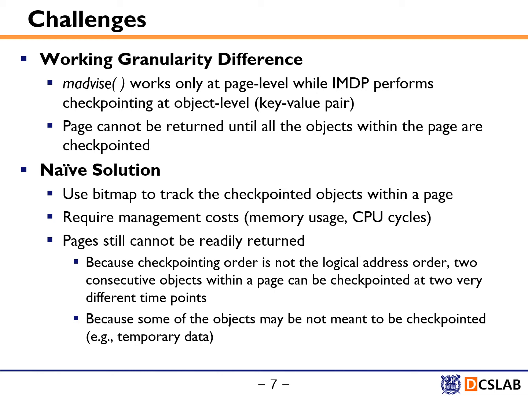This is because checkpointing order is not the logical address order, so two consecutive objects within a page can be checkpointed at two very different time points. And because some of the objects, for example temporary data, may not be meant to be checkpointed, only one tiny object left uncheckpointed can result in the failure of returning the pages to the OS.